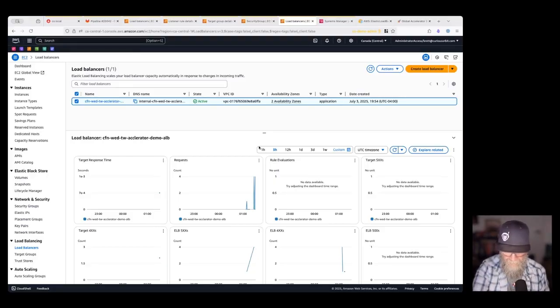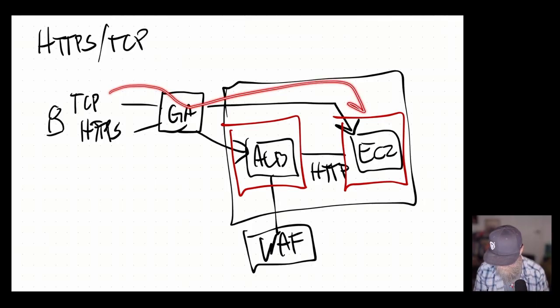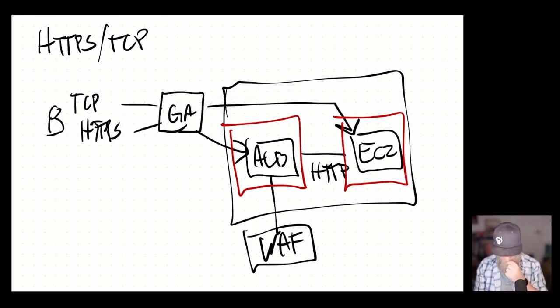So if we go back to our cheat sheet one last time before we wrap up here today, we've built this, right? So what we've simulated is, this is me. I sent a TCP request to 9898. It went through the Global Accelerator directly to the EC2 instance. And then we simulated HTTPS traffic, and it routed through the Global Accelerator, through the load balancer to our EC2 instance. And that was our fun little Q-generated website. So there you have it.